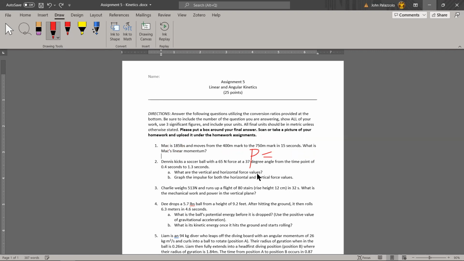So let's go on to the next one here. Dennis kicks a soccer ball with 65 newtons of force at a 37-degree angle from the time point of 0.4 seconds to 1.3 seconds. What are the vertical and horizontal force values? So we went over this, but this is basically our trig once again. Hopefully you've gotten used to solving the triangle. So once again, it helps to draw this stuff out and submit it with your work.